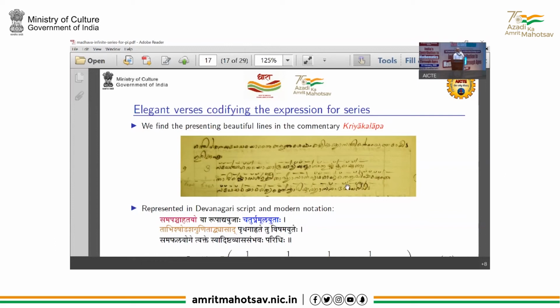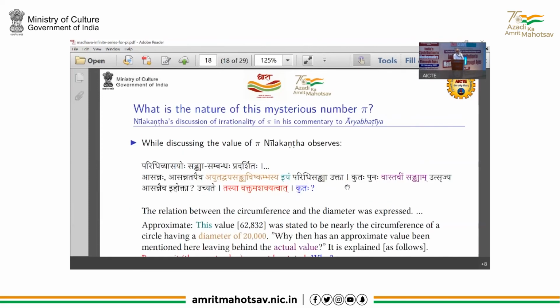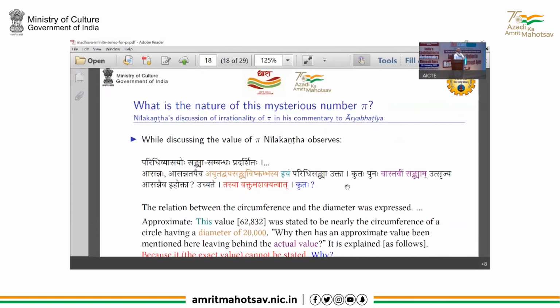What is the nature of pi? So this has been nicely discussed by Nilakantha. He says, Paridhivyasayo Sankhya Sambandha Pradarshitaha. So he discusses the verse of Aryabhata wherein he has used the term asanna. Asanna means something which is close by. Okay. Why did Aryabhata say asanna? Why not give the correct value? This is the question that he poses. You give some rational approximation, then why do you say so?